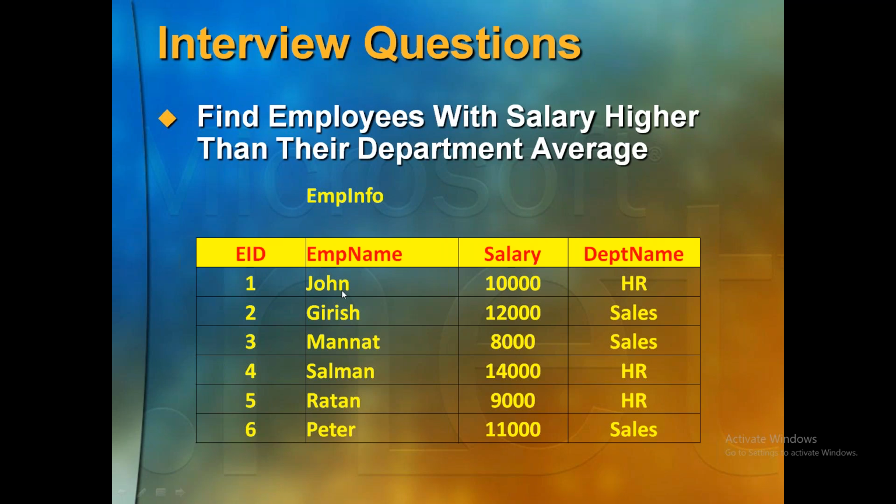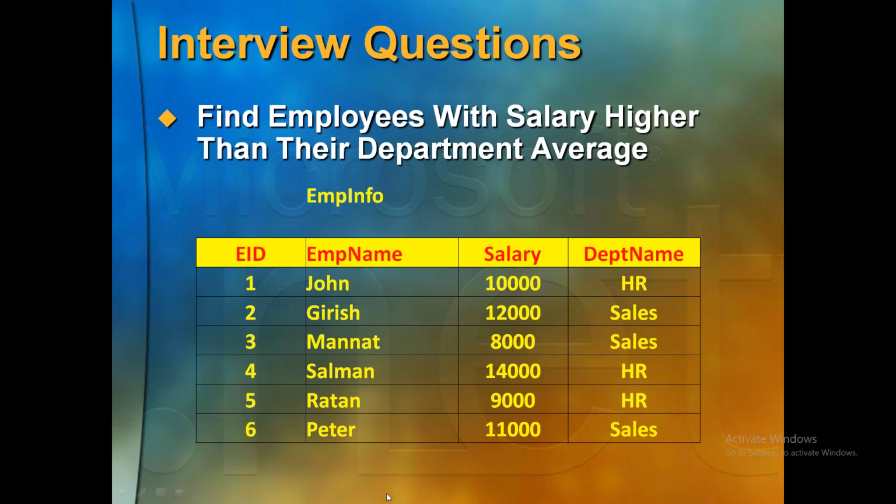For example, John belongs to HR, and Salman belongs to HR, Ratan belongs to HR. Now you need to find out the department-wise average salary. Two departments are available: one is sales, the second one is HR. So I wanted to find out, grouping by department, the average salary. That is the first query. But I don't need the department-wise salary, right?